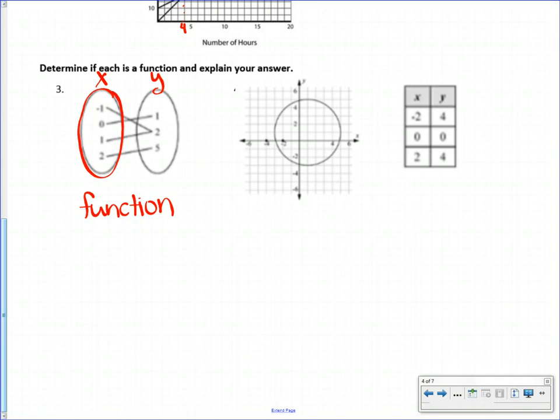Number 4, we have a graph of a circle. So to tell if a graph is a function, we use the vertical line test, which means you draw a vertical line anywhere on your graph to see how many times it crosses. Here, my vertical line crosses the graph twice, right here and right here. Because it crosses twice, this is not a function.